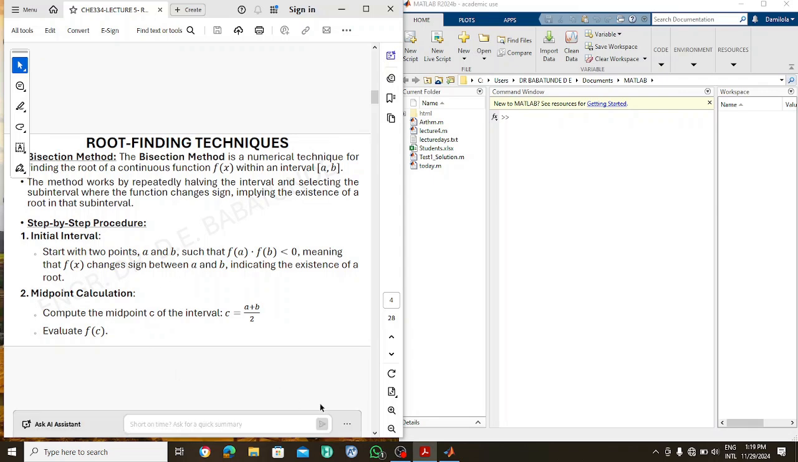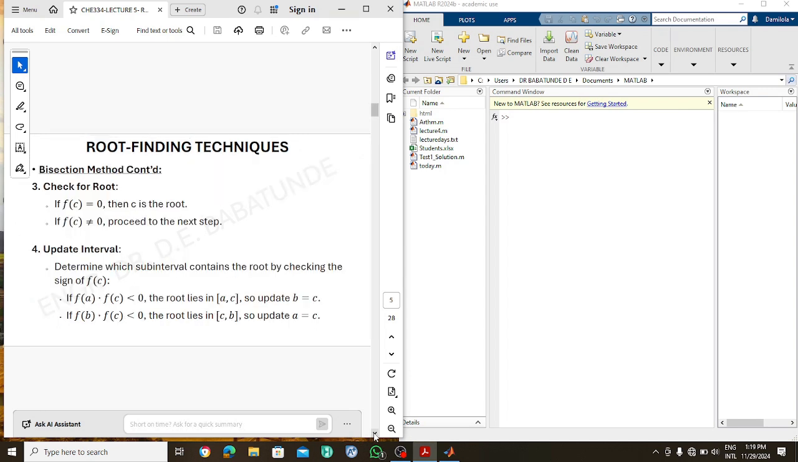So what do we do with the midpoint? Once you get the midpoint, you evaluate the function again using that midpoint. If the value you get is 0, then c is a root. But if it's not equal to 0, then you are not done with your search. You are still searching for the root.